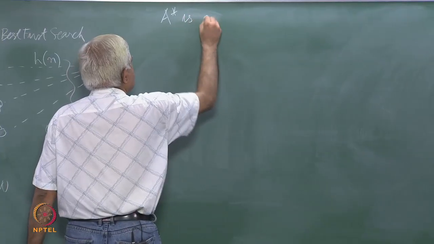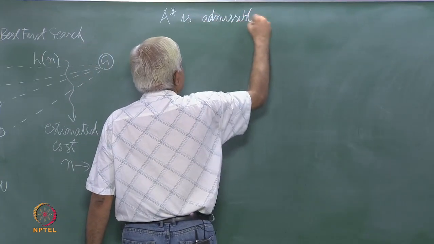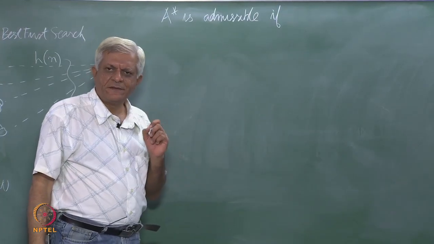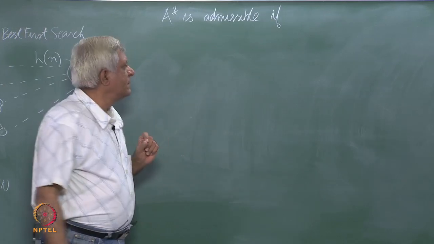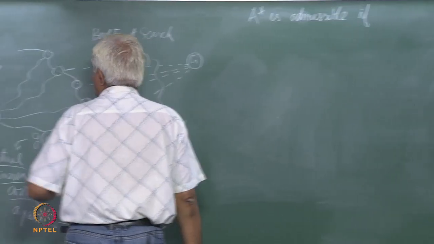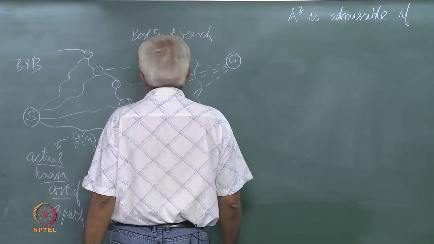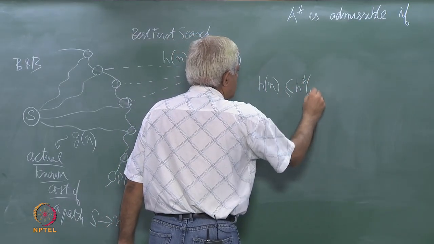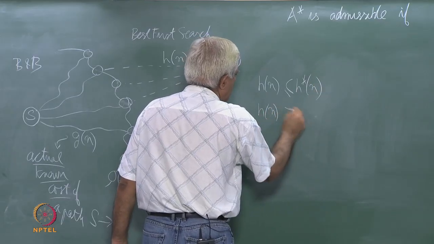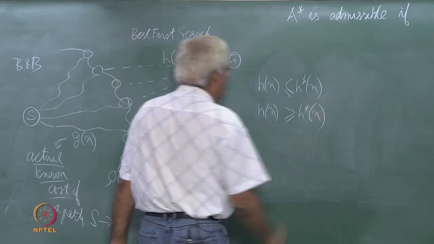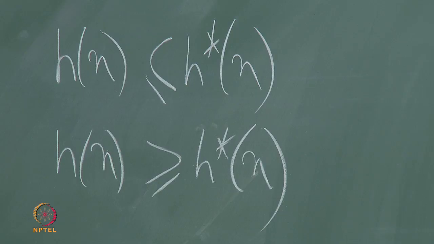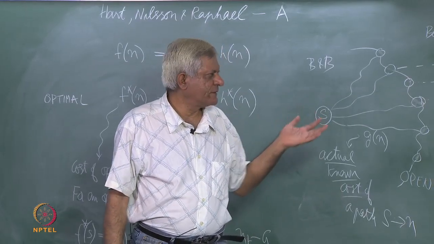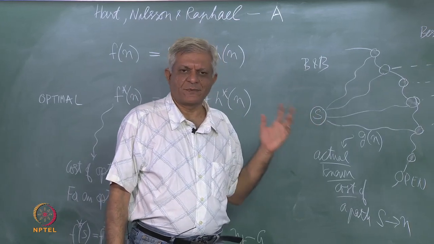A star is admissible if... now we come to the same question again, the relation between h of n and h star of n. What should be the relation? I am giving you two options here, so we do not have equality. We have included inequality on both sides. Which one is better, the first option or the second option?